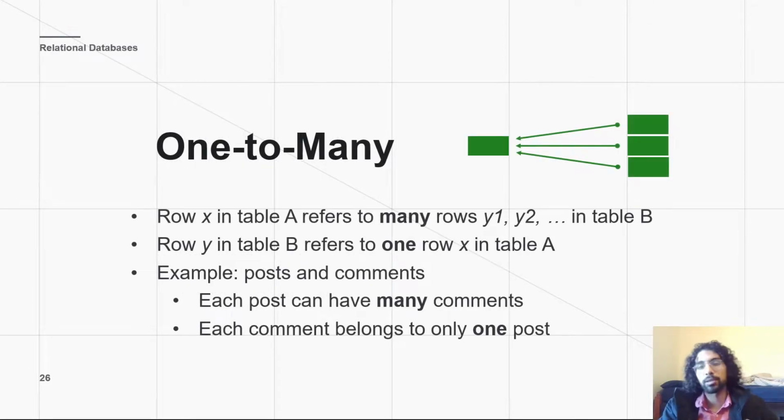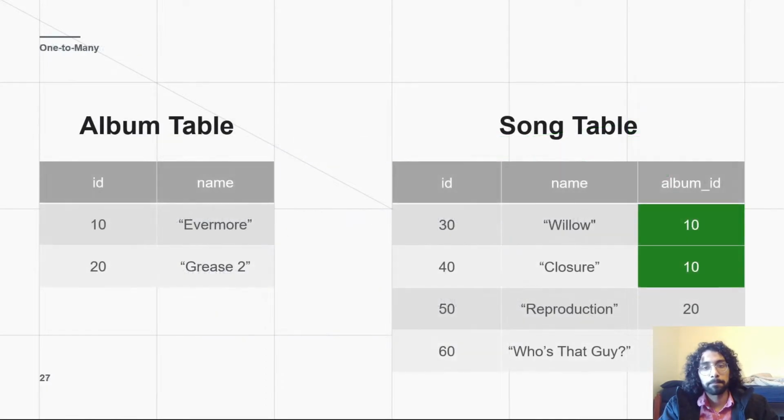The second kind of relationship is one-to-many. So this is posts and comments, right? Think PA1. How are we going to cover something like that, right? When each post can have many comments. Each comment belongs to only one post. Same as we did before, right?